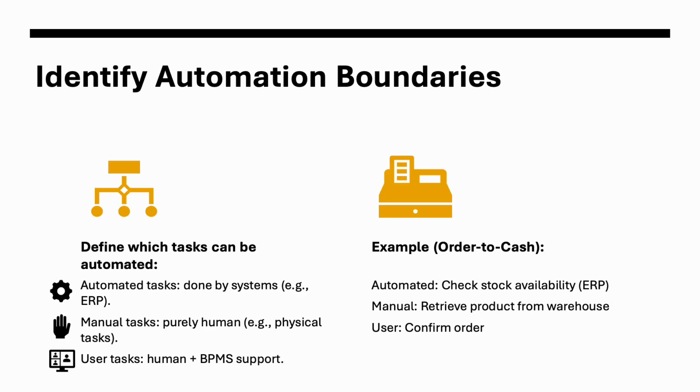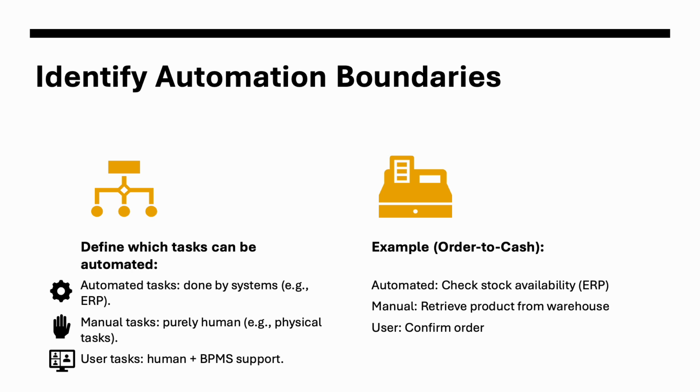Before we can automate anything, we need to figure out what can actually be automated. Imagine planning a new kitchen. Some steps can be done by machines, but some require human touch. In process modeling, we break tasks into automated tasks. These can be fully handled by the system, like checking stock levels. Manual tasks. These require a person, like physically packing an order. User tasks. A human does the work, but it is guided by the system, like reviewing and approving a document.